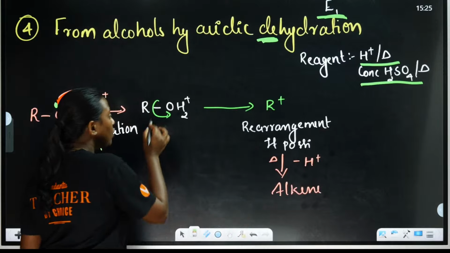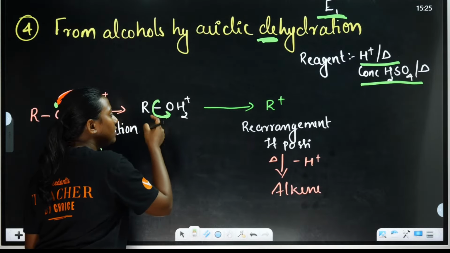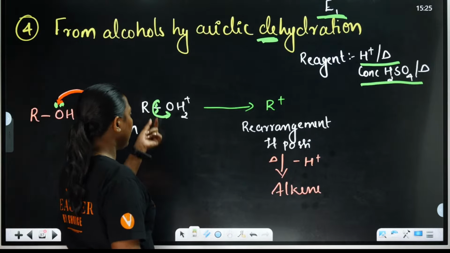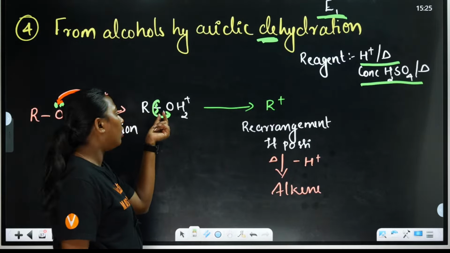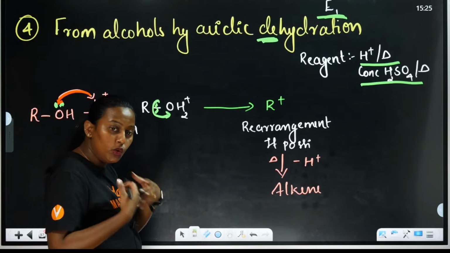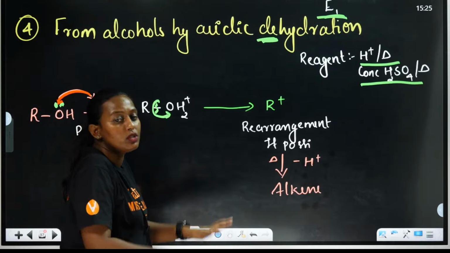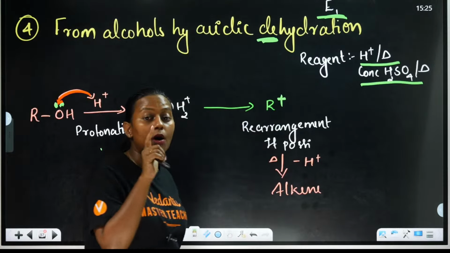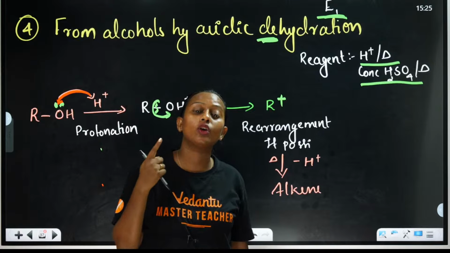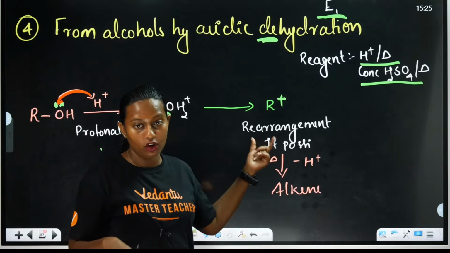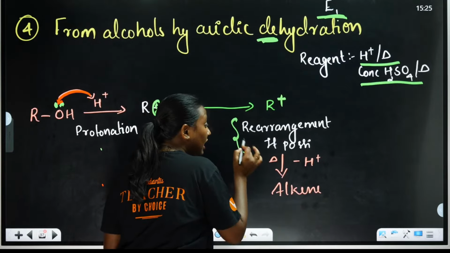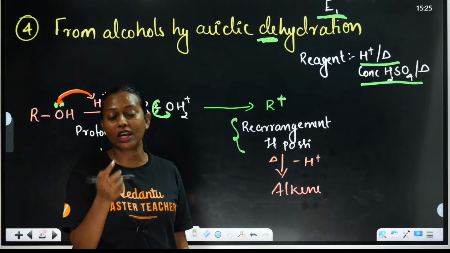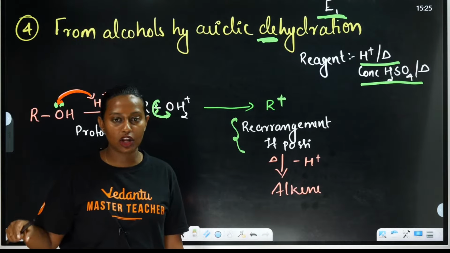Then in the second step, this bond will break. So this R group will lose electron, which means this R group will form a cation. Then next, rearrangement will occur if it is possible. If it is possible, you can see rearrangement.